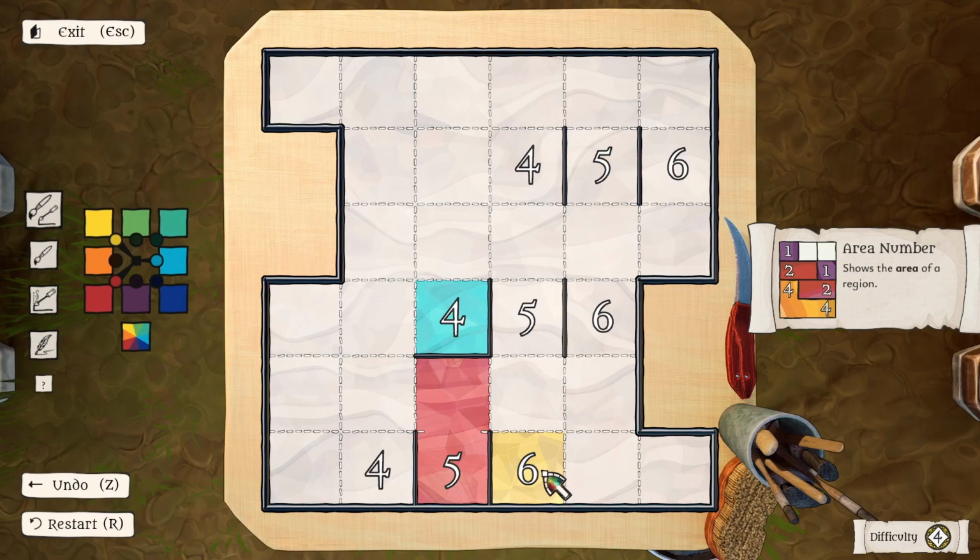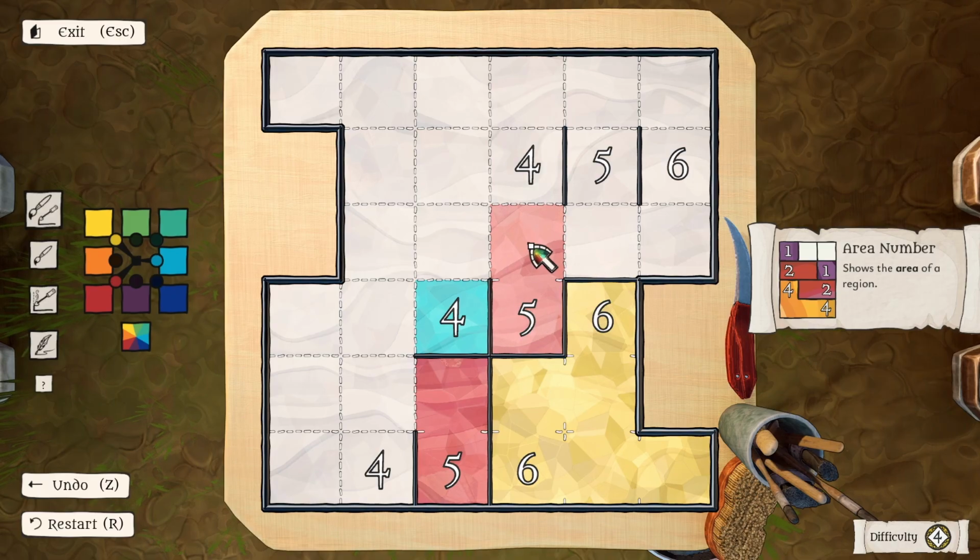This one right here, in order to be 6, that is 1, 2, 3, 4, 5, and 6. There. Now the 5 has to come out here. This 5 cannot connect to that 5, so this 5 must connect to that 5 because there's not room to have another one.